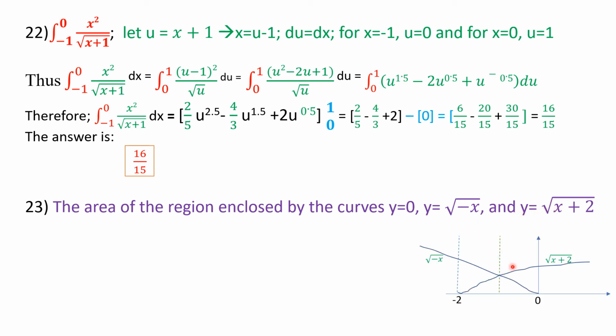Here is a sketch. Of course, square root of x plus 2 is just y equal to square root of x, but shifted by 2 to the left. And that's why its origin starts from negative 2 and it moves increasing towards the right. And the function y equal to square root of negative x is obviously originating from 0, and it will go to the left. So these two functions cross each other, but we don't know where.